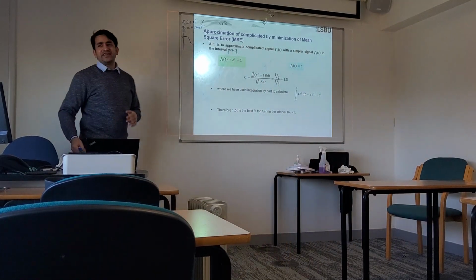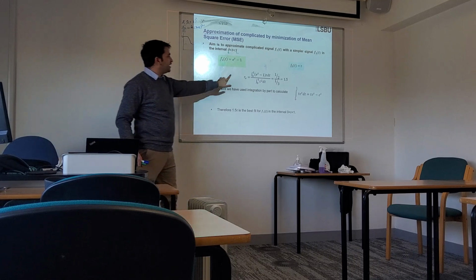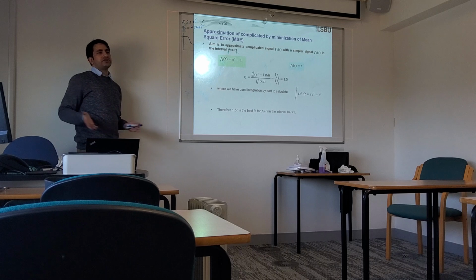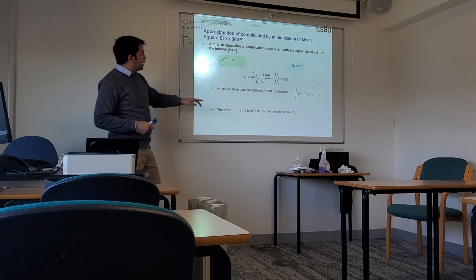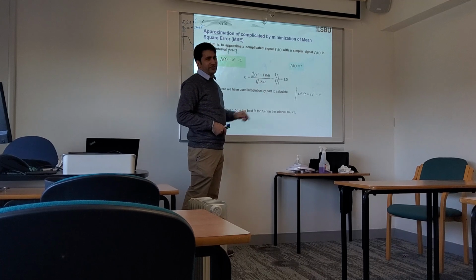As I said, in this case you don't need to do all those steps. The only thing is you need to find R naught, because the previous steps were just derivations. So here we need to find R naught. You have f1 of t, you have f2 of t.